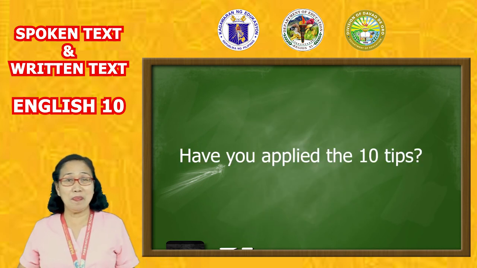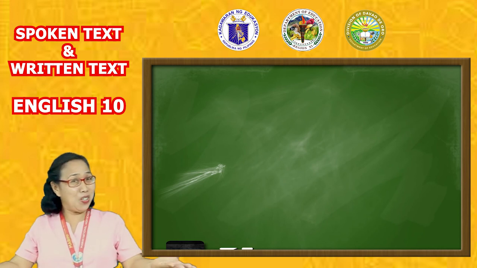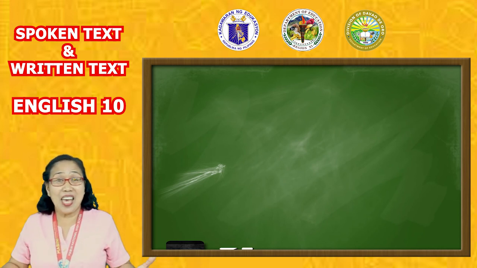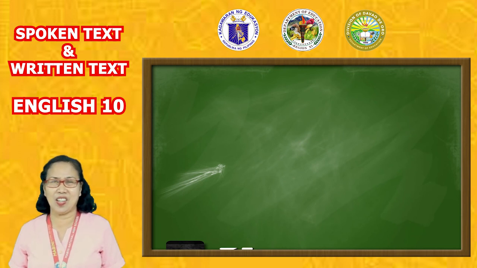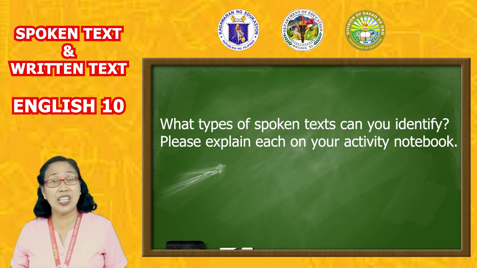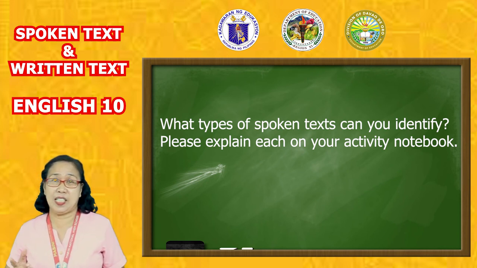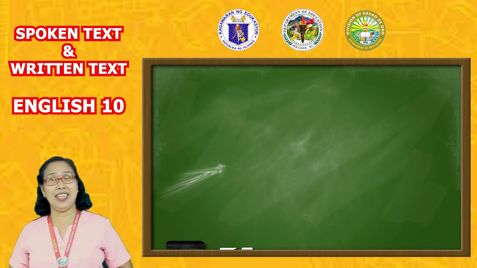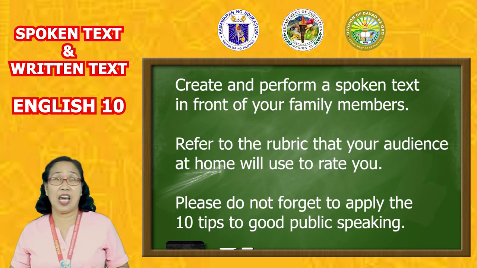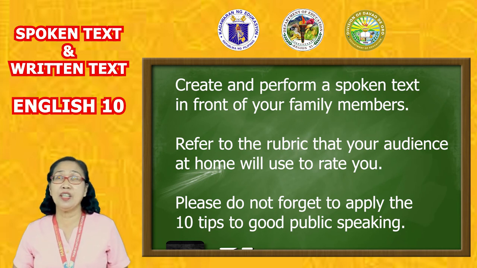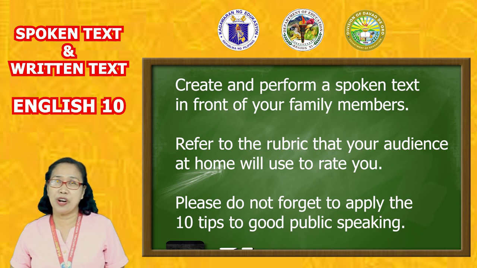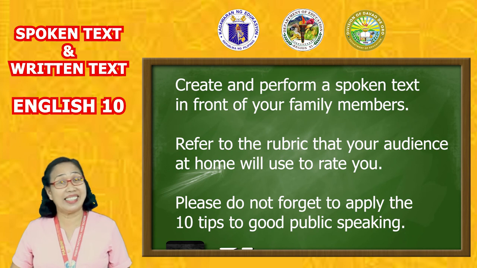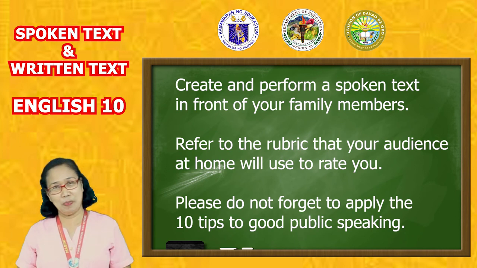Have you applied the 10 tips? If you did, well and good. At this point, let us have a question and answer exercise. What types of spoken texts can you identify? Please explain each in your activity notebook. To further develop your skill, please create and perform a spoken text in front of your family members. Refer to the rubric that your audience at home will use to rate you. Please do not forget to apply the 10 tips to good public speaking.